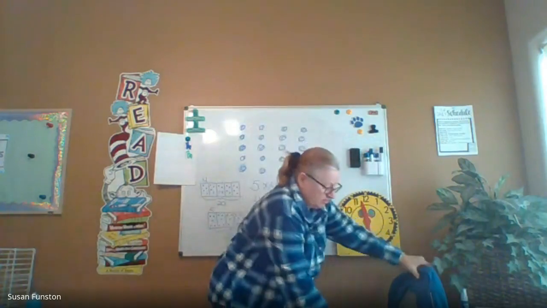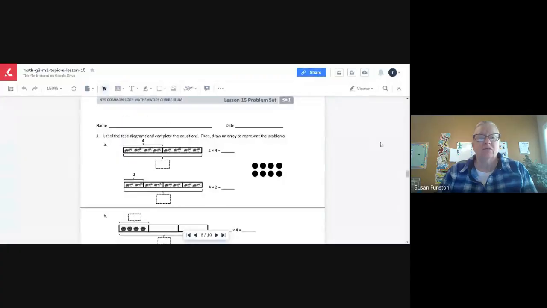Let's take a look at the problem quickly. And let me share that with you. Okay, I think I've got it. So this is our problem set for lesson 15. Let's take a look at the first one. We're going to be labeling tape diagrams and completing equations just like we were doing together. So let's look at A.